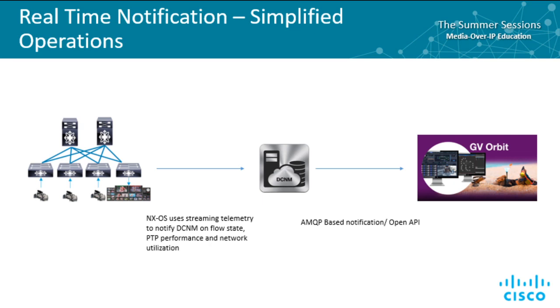So we had to really change the way the health of the network and the flows are propagated to the system that's monitoring the overall health, right? And we leveraged streaming telemetry as a result. What happens in this architecture is that each individual network switch, be it the stage box switch or the spine itself, is constantly streaming information out to DCNM, which is then feeding that information to GV Orbit.